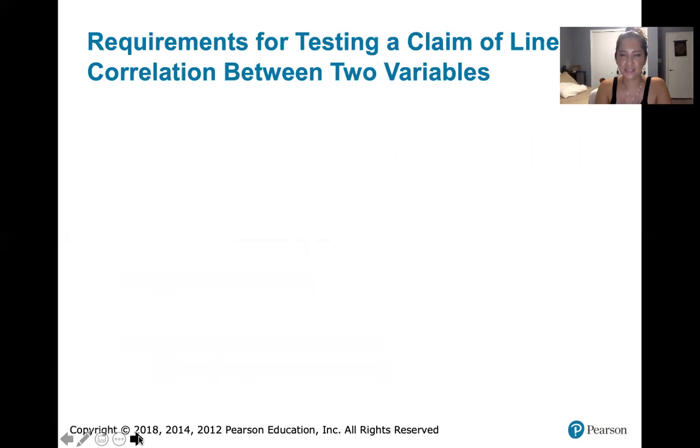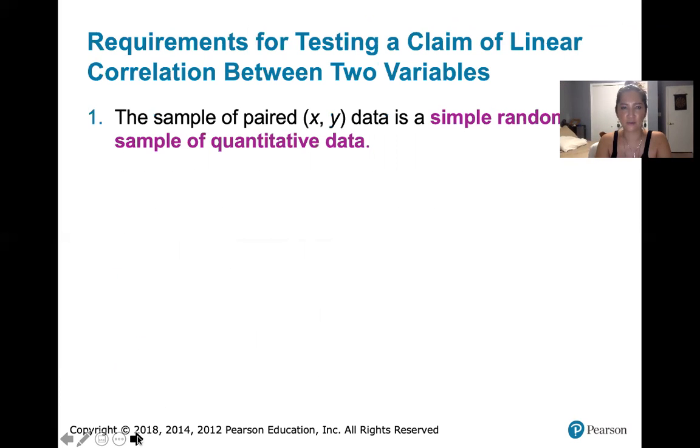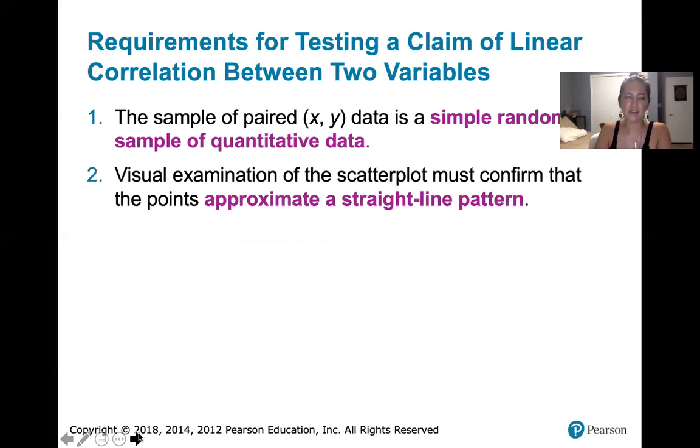Now, the requirements for testing a claim of linear correlation between two variables are exactly the same as they were for the critical value method as well. We need our sample of paired data to be a simple random sample, and we have to have quantitative data. And then our second requirement is that when we look at that scatter plot, we need to see that the data approximate a straight line pattern.